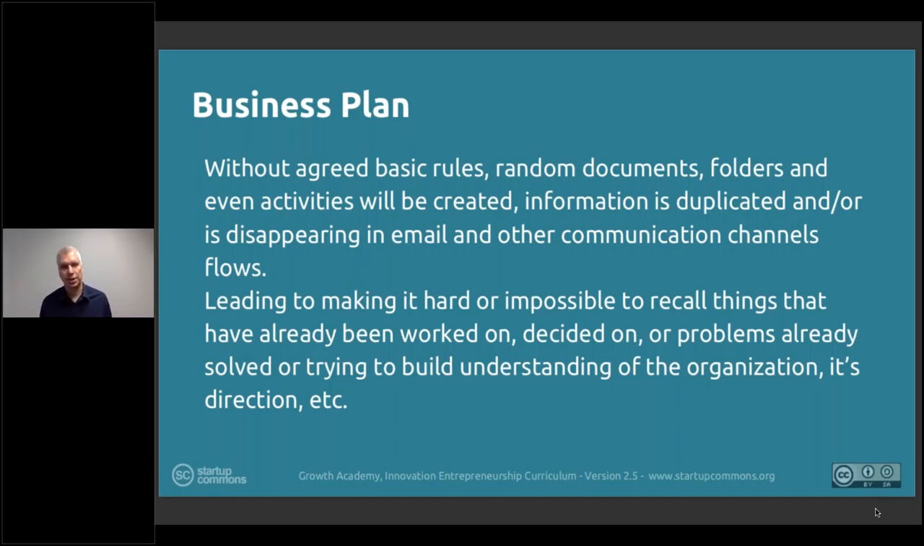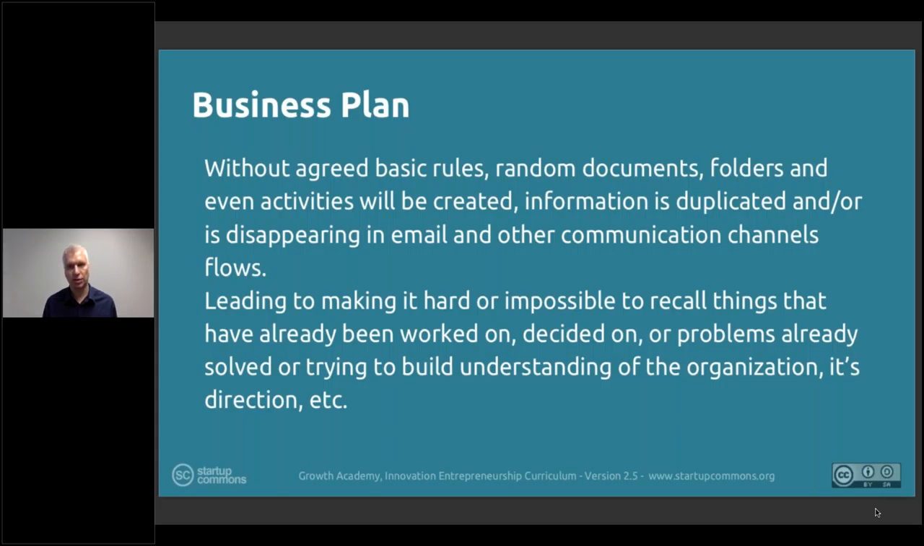This makes it hard or impossible to recall things that have already been worked on, decided on, or problems already solved, or to build an understanding of the organization's direction. Whether it's building that understanding or benefiting from the learnings of others and the risks and failures already made, without these things, failures will happen again, risks will rematerialize, and there's a high onboarding challenge for people to learn, become part of the organization, and be effective in delivering value.